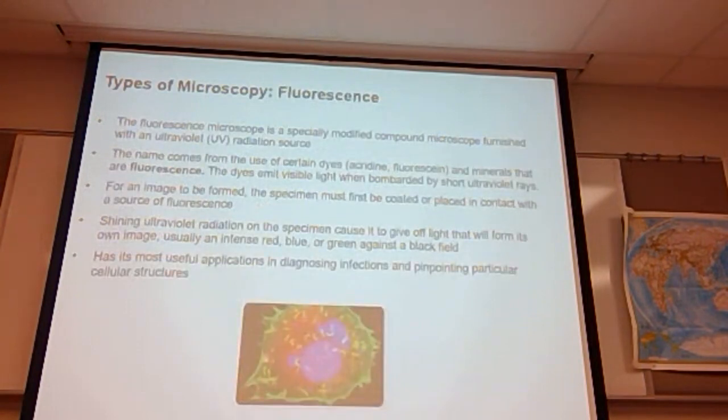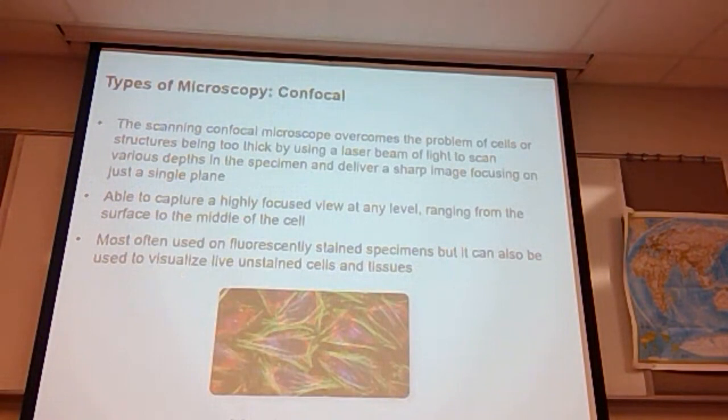Fluorescence microscopy uses special stains and dyes that will fluoresce under black light. Again, we do not do this particular type of microscopy on this campus because it's too expensive. But it again uses special stains and dyes that will actually fluoresce. Confocal microscopy is another one of these expensive things that most of you will probably never see. It uses a laser beam to show different depths in the specimen, and this delivers a very sharp image that focuses on just a single plane.